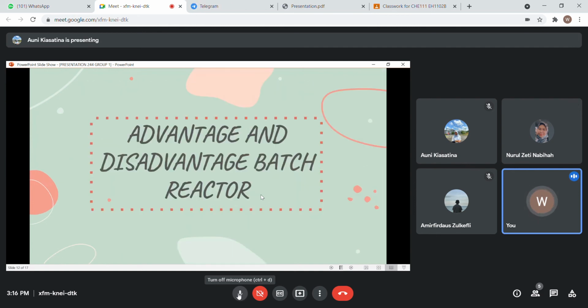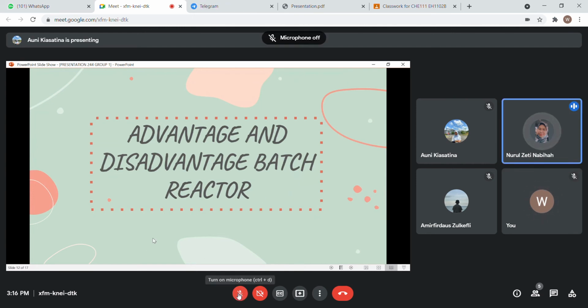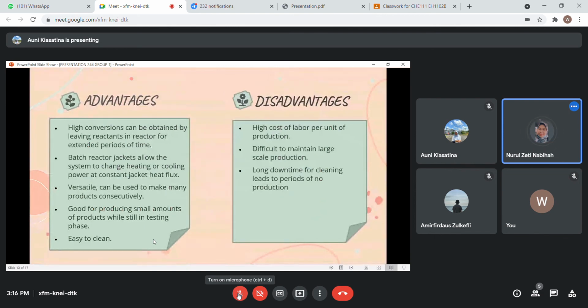I will pass to ZT for the advantages and disadvantages of the batch reactor. For the advantages, high conversion can be obtained by leaving reactants in a reactor for extended periods of time. Next, batch reactor jackets allow the system to change heating or cooling power at constant jacket heat flux. It is versatile and can be used to make many products consecutively. It is good for producing small amounts of products while still in the tasting phase. And last, it is easy to clean.